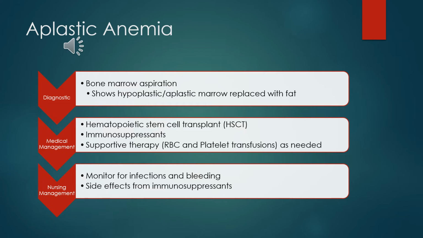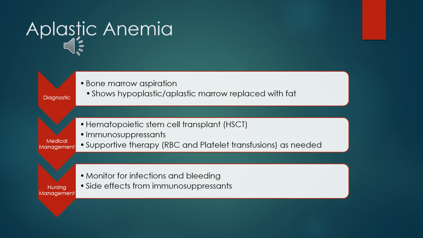If a stem cell transplant is not an option or a donor cannot be found, a client will go on immunosuppressants. These immunosuppressants will prevent lymphocytes from destroying the stem cells. A common immunosuppressant used in aplastic anemia is cyclosporine. Clients may also receive supportive therapy such as red blood cell transfusions or platelet transfusions when needed.